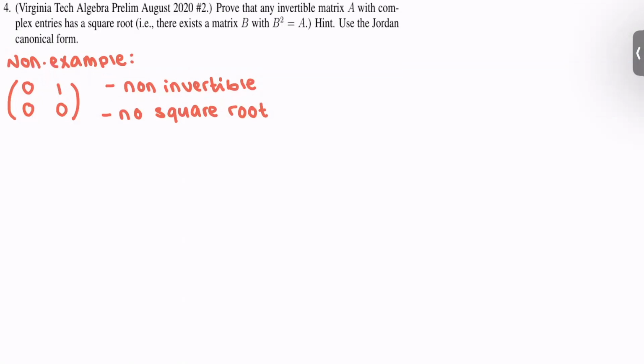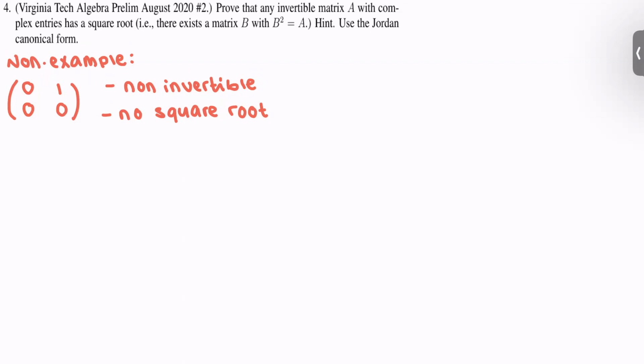Today we're going to be going over a problem from the August 2020 algebra preliminary exam at Virginia Tech. And the problem asks us to prove that any invertible matrix A with complex entries has a square root, meaning there exists a matrix B such that B squares to A. And the hint says use the Jordan canonical form.